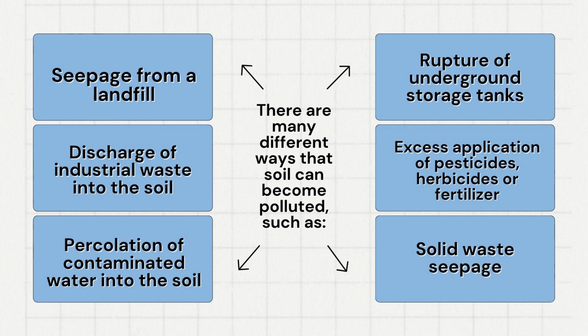Soil pollution can result from various sources, including the pollutants from landfills, the release of industrial waste directly into the soil, the infiltration of contaminated water, the accidental rupture of underground storage tanks, the excessive use of pesticides, herbicides, or fertilizers, and lastly, the leakage of solid waste that degrades the quality of soil and sediments. As you can observe, these are mostly caused by human activities, emphasizing the need for responsible environmental practices to safeguard the health of our soil ecosystem.